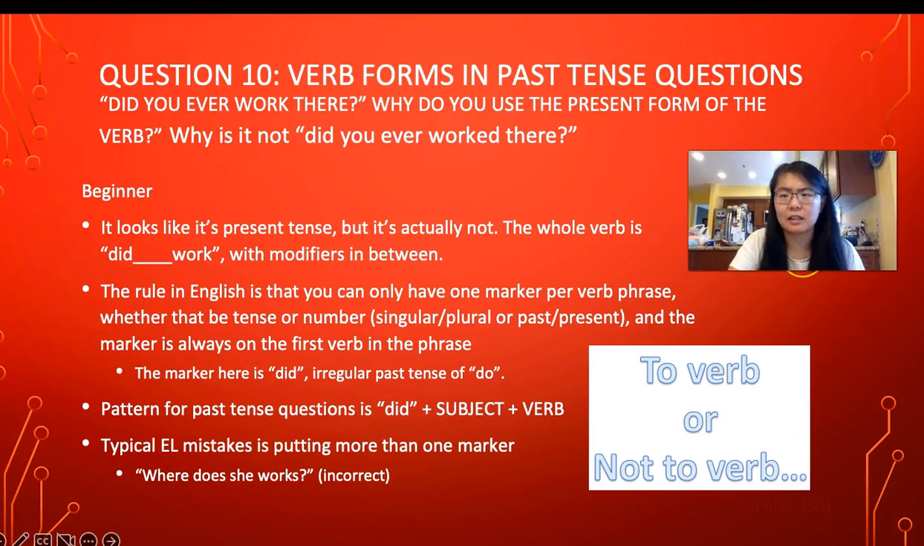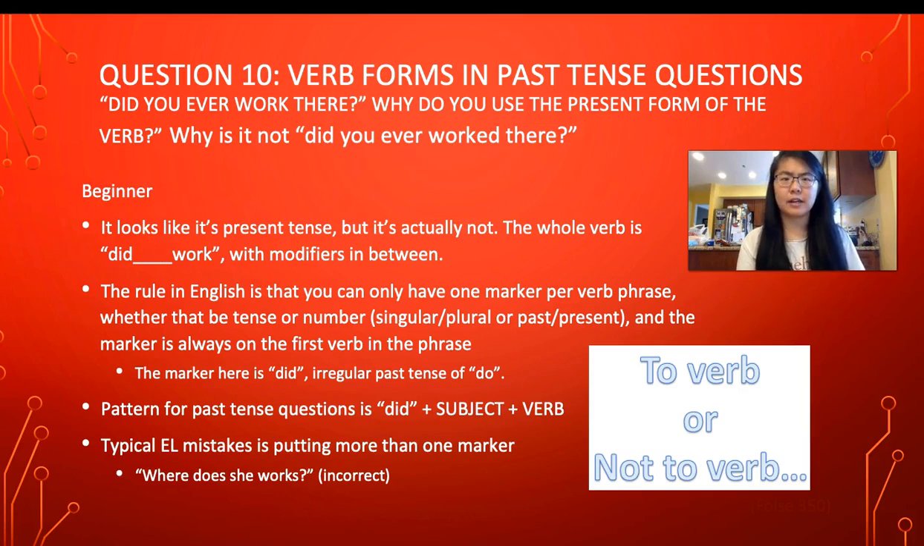This is the last one that I think I'm going to publish this week just because I've been doing a lot of grammar. So, verb forms in past tense question. So, did you ever work there? Why do you use the present form of the verb, which is work? Why don't you use did you ever worked there?